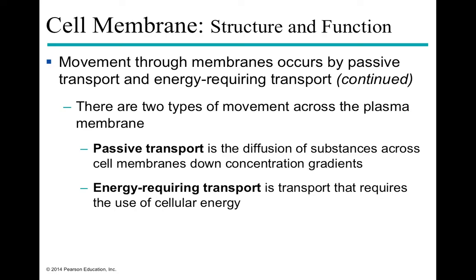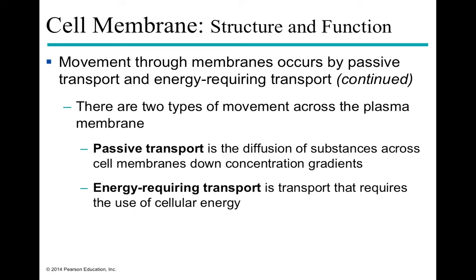Energy requiring transport is any time that we require the use of ATP or cellular energy, and usually that's when we are going across the concentration gradient. The example I like to use here is if you are in a boat that has a small hole in it and you're sitting on a surface of water. Allowing the water to come in, right, there's more water outside than inside, allowing the water to come in with that concentration gradient is no problem, right? It's a no-brainer. That water is going to come in with no energy.